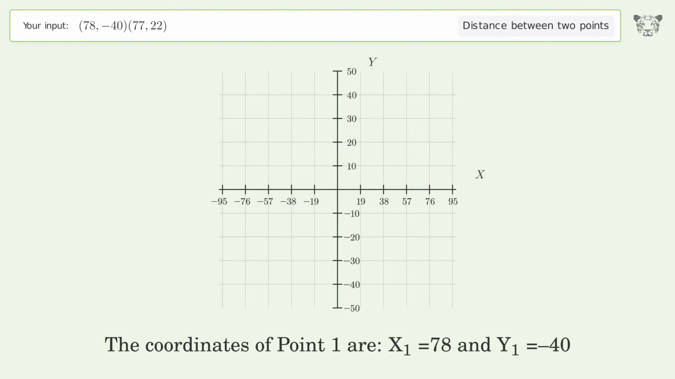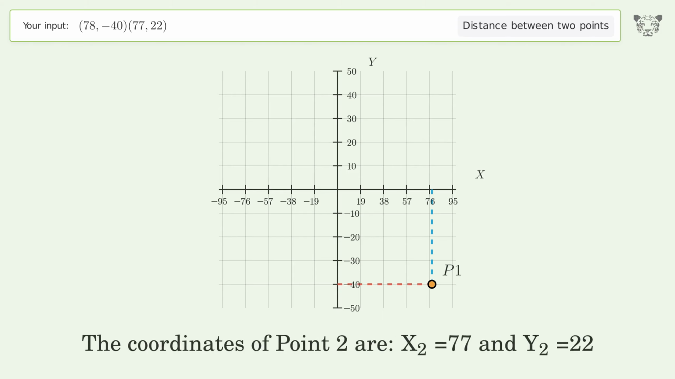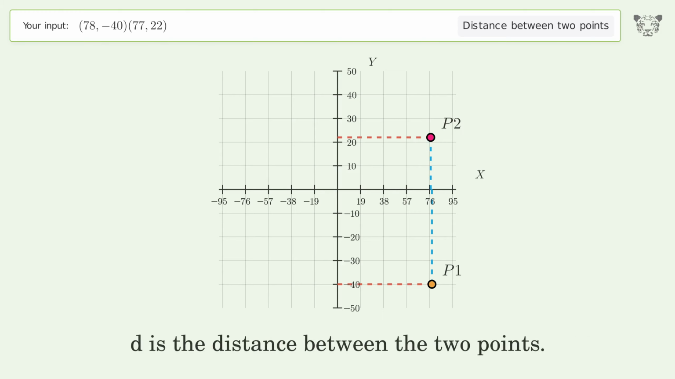The coordinates of point 1 are, x1 equals 78 and y1 equals -40. The coordinates of point 2 are, x2 equals 77 and y2 equals 22. D is the distance between the 2 points.